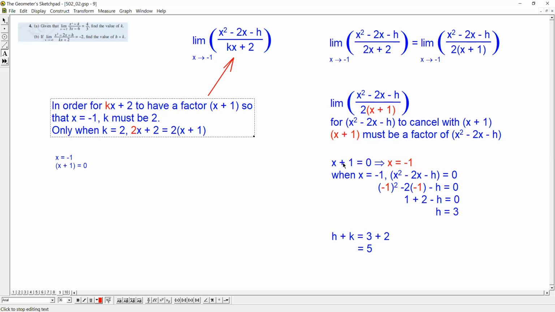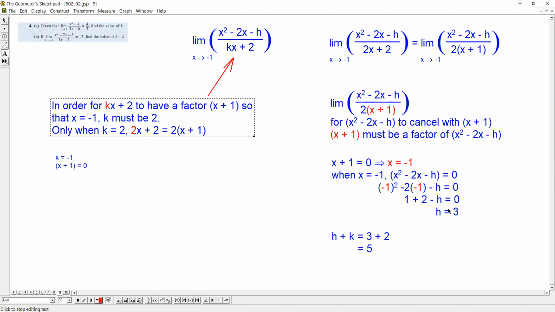So if you know that x plus 1 is a factor, x equals to -1 must satisfy this expression at the denominator. If you know that x equals to -1 is a root of the quadratic function, then the value x equals to -1 must satisfy that expression. So if I put x equals to -1 into the expression at the numerator, then it will be equal to 0. It will satisfy the expression because this is a root of the equation, and the root of the equation always satisfies that equation. So I can substitute x equals to -1 into this equation, and from there, I can get h equals to 3.